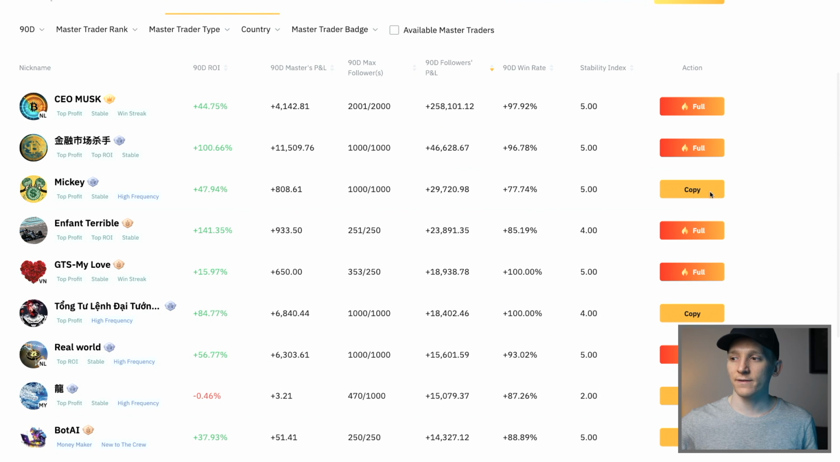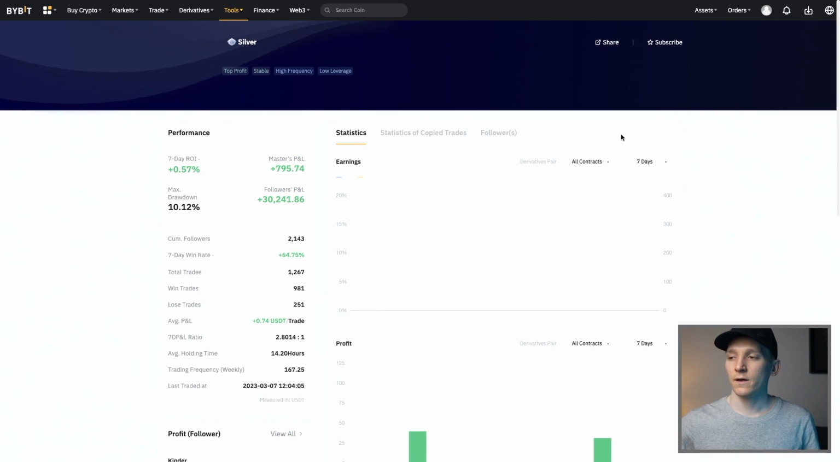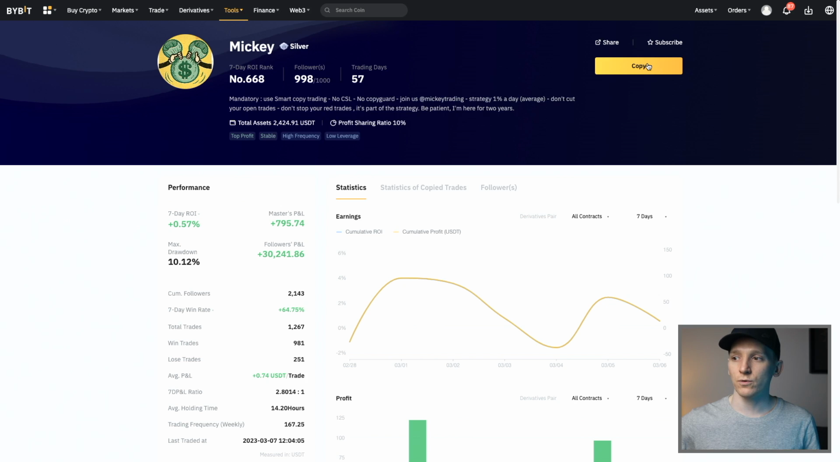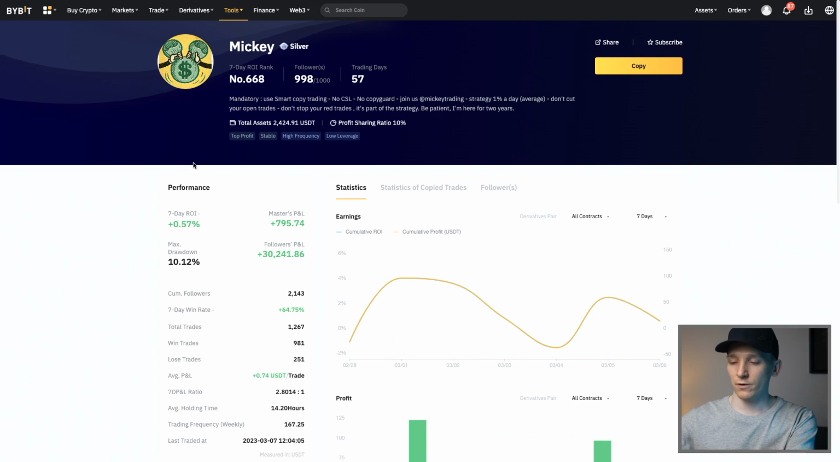You can see on the right hand side, this is copy here. So this trader actually has some spots free. If we just click on this trader, you can see that they are available to copy, and then we can go into the actual step-by-step guide, which I'll get onto in a second.